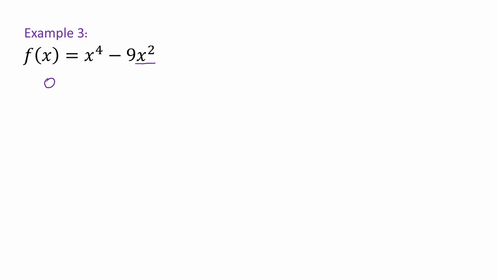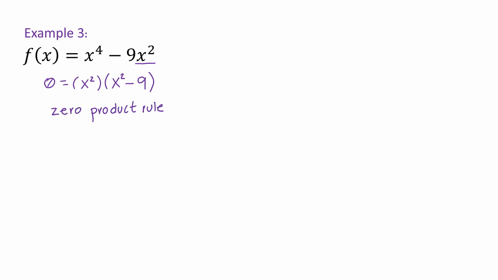We equalize to 0 the function, and we factor out the common factor that in this case is x squared, and the next term is x squared because x squared times x squared is x to the fourth power, and the next term is minus 9 because x squared times minus 9 will give us minus 9x squared. And with this, we are done factoring. We only have products that when multiplied give us 0. So now we apply the zero product rule.